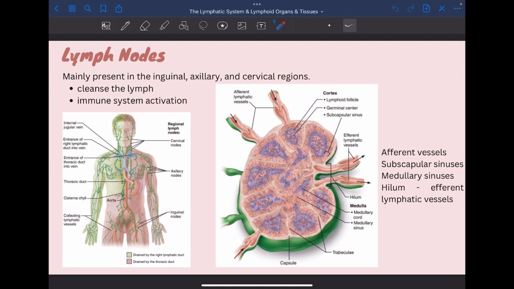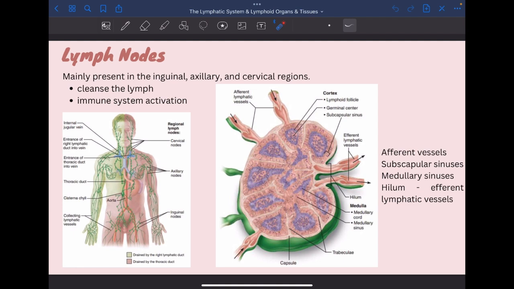The inner part is called the medulla. The most important thing about this medulla is that it has medullary cords, and with regards to its cellular components, it has both B and T cells. But the medullary cords make it a little bit more distinguishable. So this is the general schematic of it.